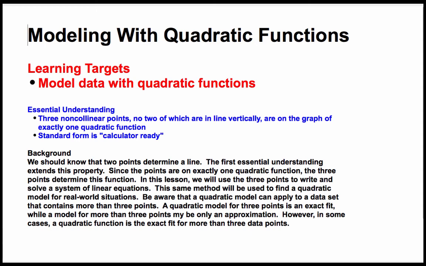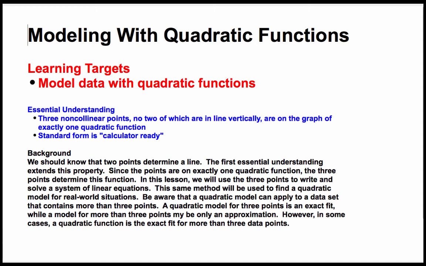Some essential understanding for you for the lesson: 3 non-collinear points, no two of which are in line vertically, are on the graph of exactly one quadratic function. Remember, non-collinear means 3 points not on the same line. Standard form is calculator ready.